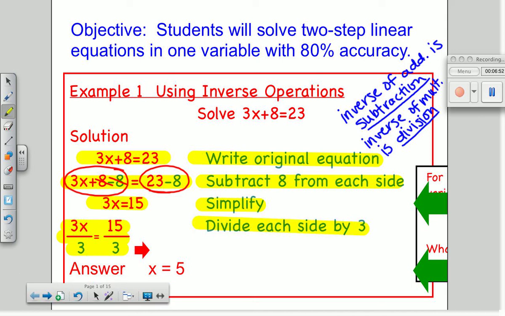When I divide each side by 3, the 3 divided by 3 is 1. 1 times x is just x by itself. And 15 divided by 3 is 5. So x equals 5.